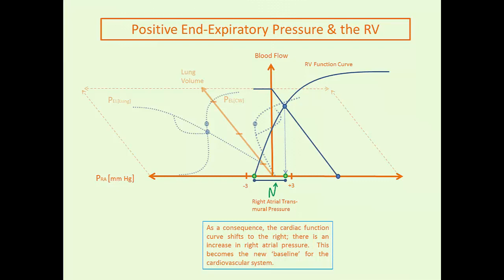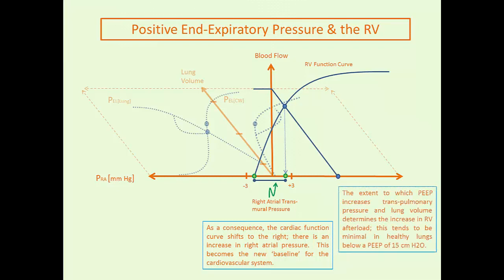And this becomes your new baseline. So this is why this is a steady state effect. This isn't a transient effect like we've been looking at where the inspiration is completely reversed on expiration. This is a steady state reduction in your cardiac output and a steady state reduction in the transmural pressure of your right heart.